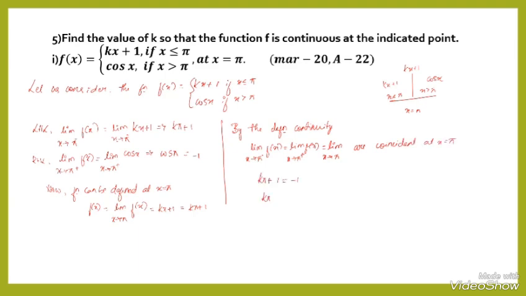K pi is equal to, taking plus 1 to the other side, it becomes minus 1. K pi is equal to minus 2. The value of k becomes minus 2 divided by pi. Therefore, the value of k is equal to minus 2 by pi. This is the solution of the given function. Now, move on to the next question.